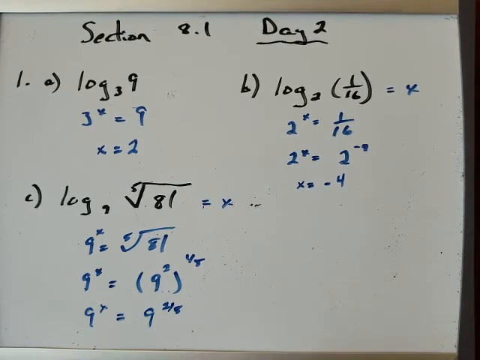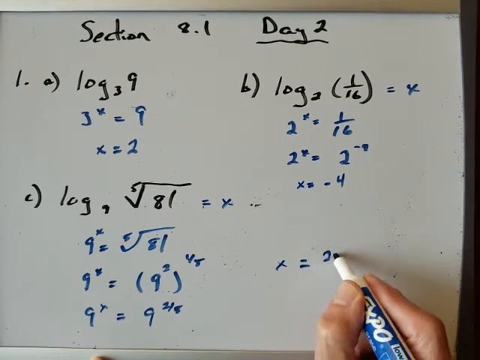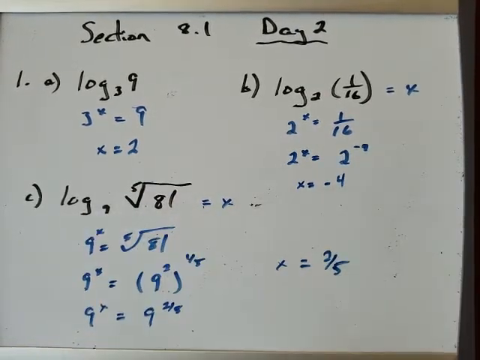And now we have our answer. We have our equality just like chapter 7. If we have 9 to the power x equals 9 to the power 2/5, because your base 9 is the same, then x must equal 2/5, and we've evaluated this logarithm.